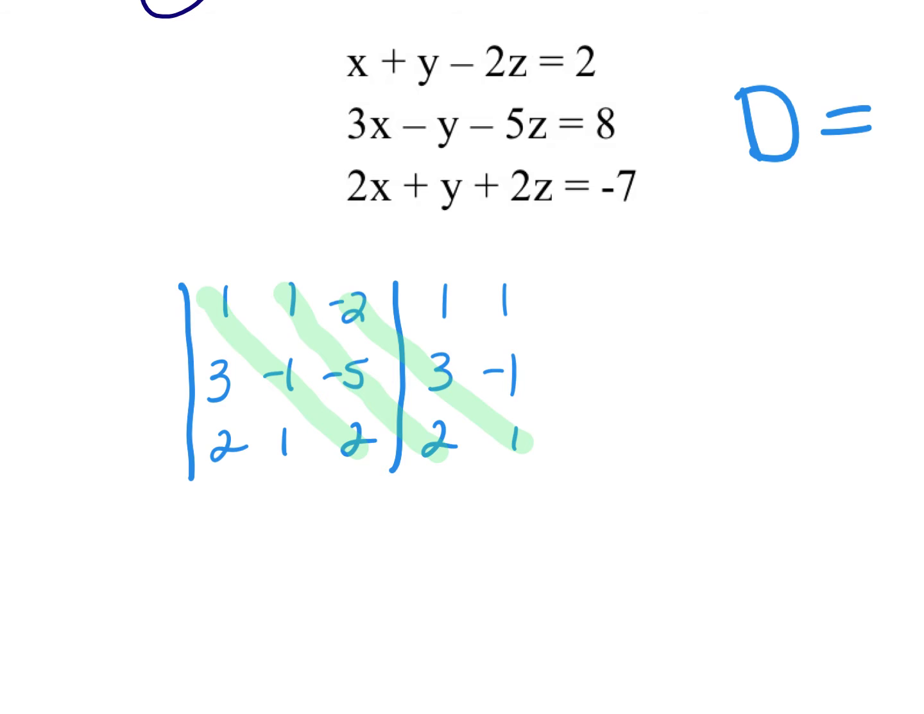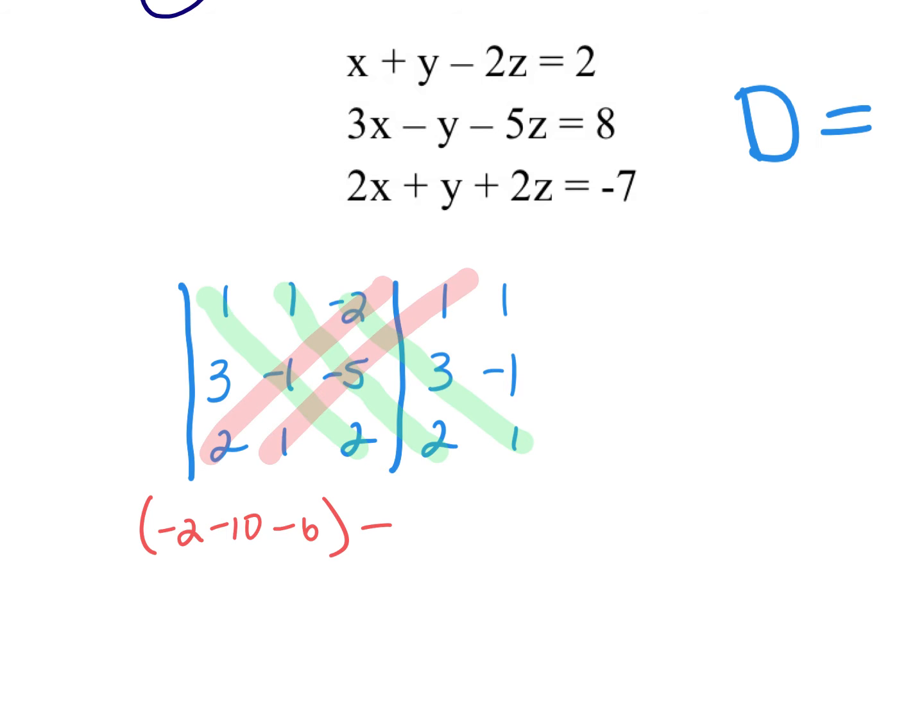Take your time, guys. There's no rush. Make sure you get all your numbers correct. You have them in the right order. What's 1 times negative 1 times 2? It's going to give me negative 2. Negative 5 times 1 times 2 is negative 10. And then negative 2 times 3 times 1 is negative 6. Check me as I go through, please.